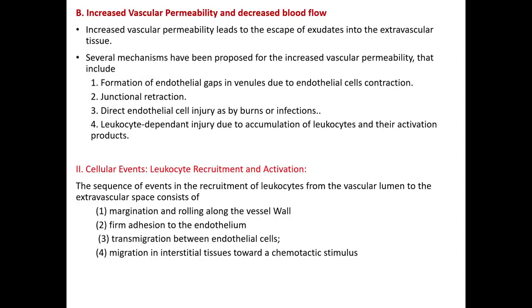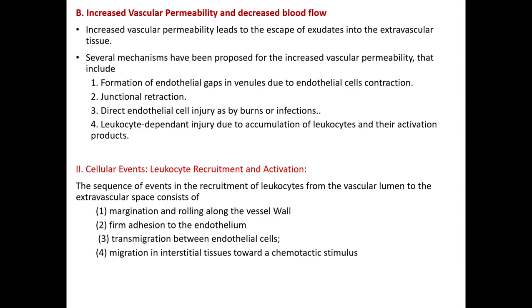Increased vascular permeability and decreased blood flow. Increased vascular permeability leads to escape of exudate into the extravascular tissue. Several mechanisms have been proposed for increased vascular permeability, including formation of endothelial gaps in between the endothelial cells. This occurs in the venules due to endothelial cell contraction, junctional retraction, direct endothelial cell injury as by burns or infections, and leukocyte-dependent injury due to accumulation of leukocytes and their activation products. So all these mechanisms are involved in the increased vascular permeability.